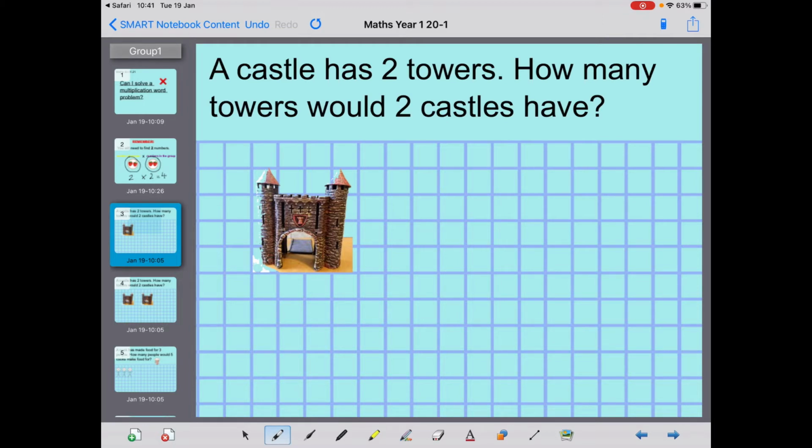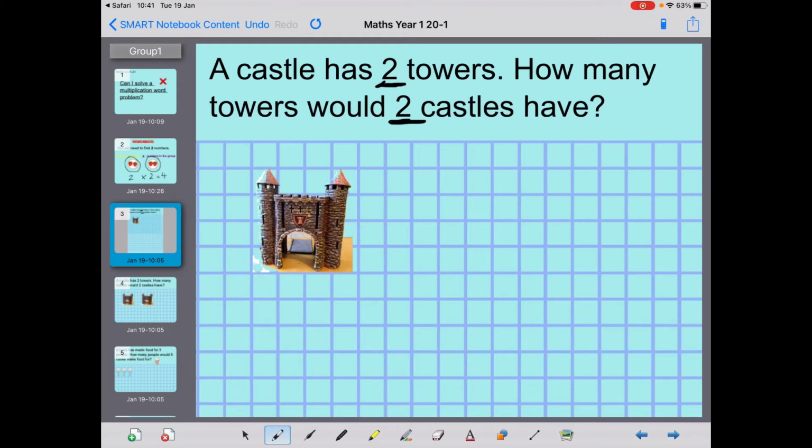So a castle has 2 towers. There's one number there. Now, I need that number. How many towers would 2 castles have? It's always a helpful hint: underline the 2 numbers that you see because you'll know you're going to need them.